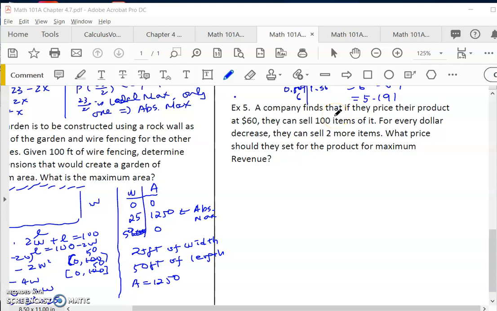Hello Calculus student, this video is for 4.7 part 3, the last example of 4.7 optimization. In this particular question, we are optimizing revenue. A company finds that if they price their product at $60, they can sell 100 items. For every dollar decrease, they can sell 2 more items. What price should they set for maximum revenue?